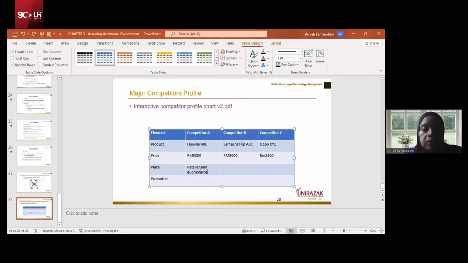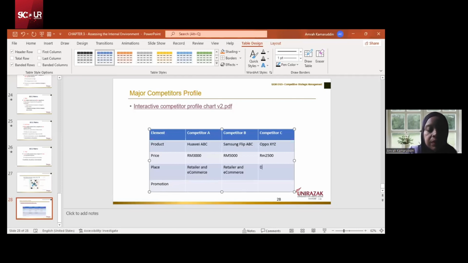Yeah, retailer and e-commerce. Okay, and then maybe the place here, maybe special a bit. Yeah, so they don't have retailer, maybe direct buy. Yeah, maybe like HP, I mean like Dell, Dell is actually direct buying, direct buy. And also say website, I mean e-commerce and social media, for example. I'm just giving you some example.